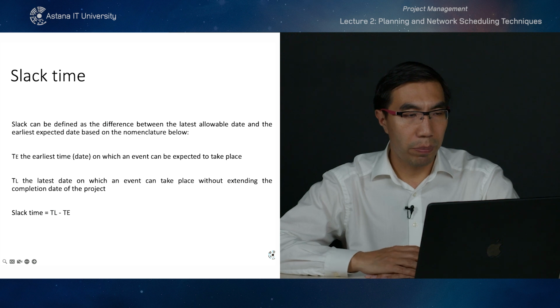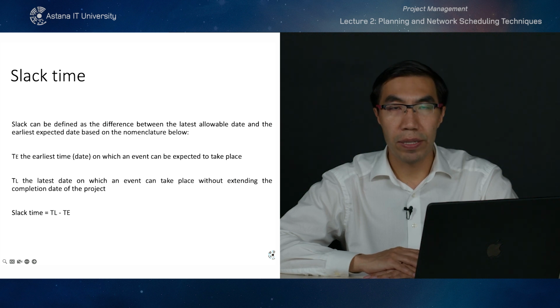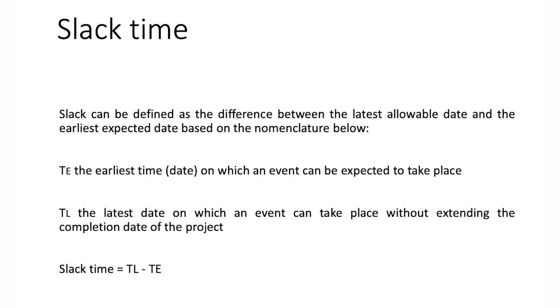When we're talking about dependencies, we need to think about the slack time, which can be defined as the difference between the latest allowable date and the earliest expected date, based on the nomenclature below. We have TE, which is the earliest time on which an event can be expected to take place, and TL is the latest date. The slack is the difference between the latest date on which the event can be started minus TE, the earliest time.